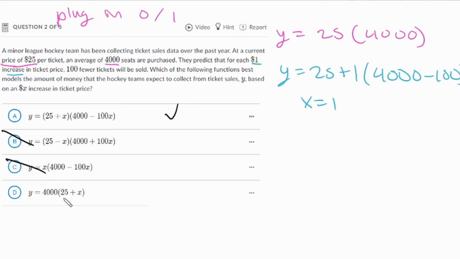For answer choice D, this equation might work for our 0, and that's why we need to plug in 0 and 1. Because if we know that x is 0 here, 25 plus 0 is 25, and then you multiply by 4,000. So if you only did 0, you would think that this could be an answer choice. But we know because we also plugged in 1 that A is going to be our answer choice.